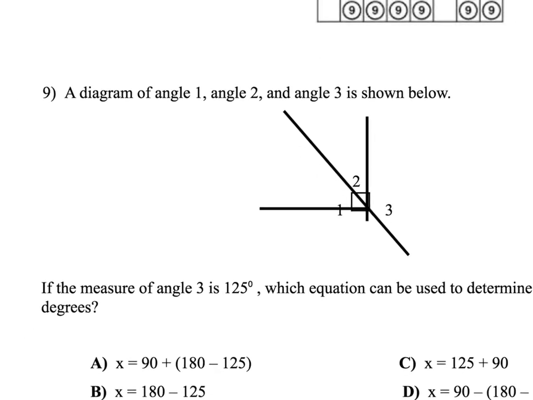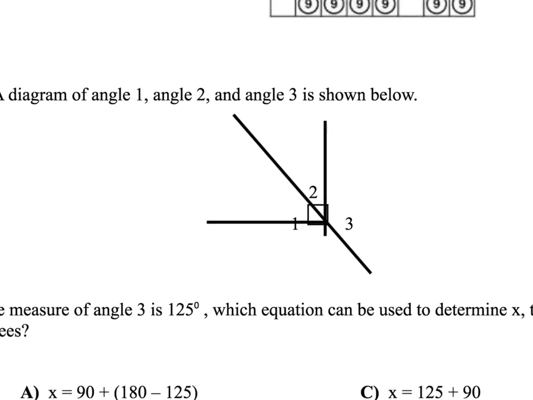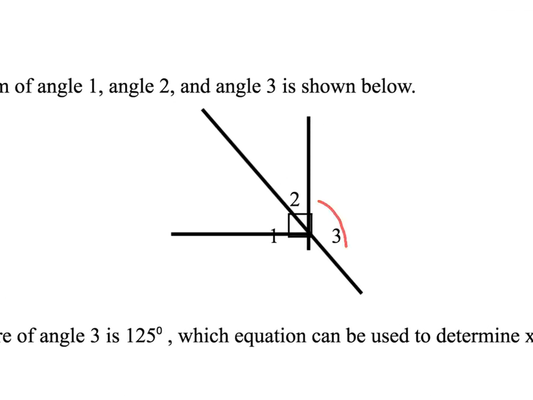They give me the information. They say if the measure of angle 3 is 125, so this angle right here is 125 degrees. And they want us to find angle 1 right here. So I'm going to call that x. I want you to think in your own terms about how you would solve this.